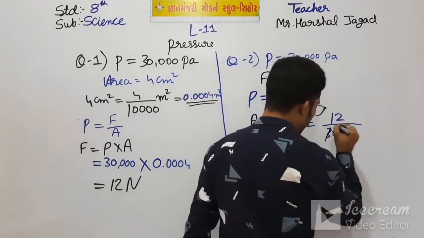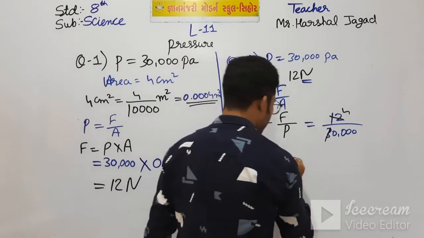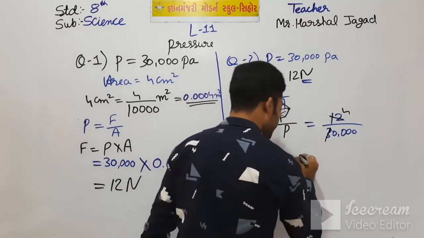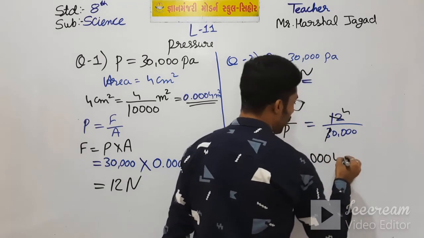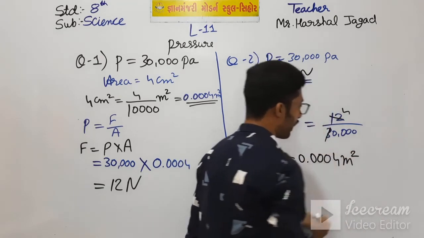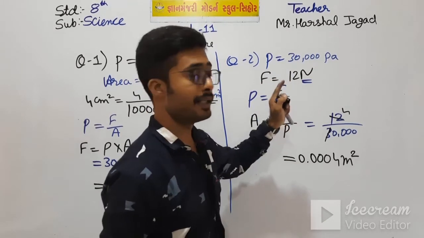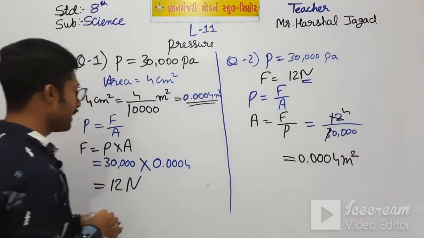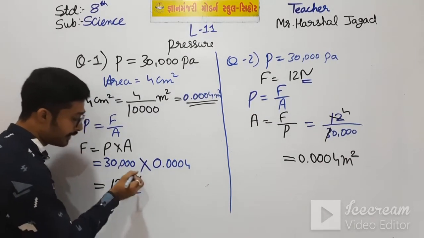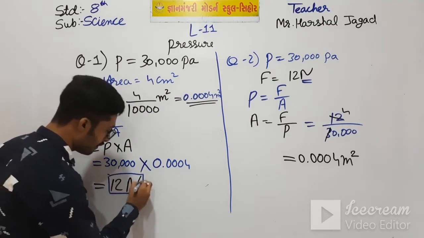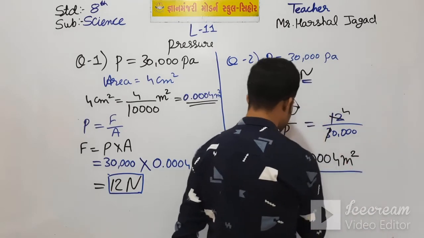Here 3 4s are 12 and the answer will be 0.0004 meter square. Okay, the answer of area will come in meter square, and the answer of force will come in Newton and area will come in meter square.